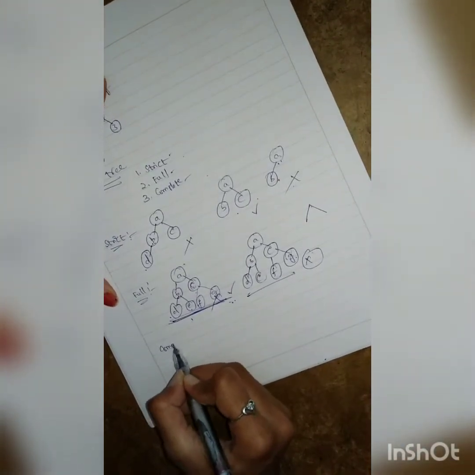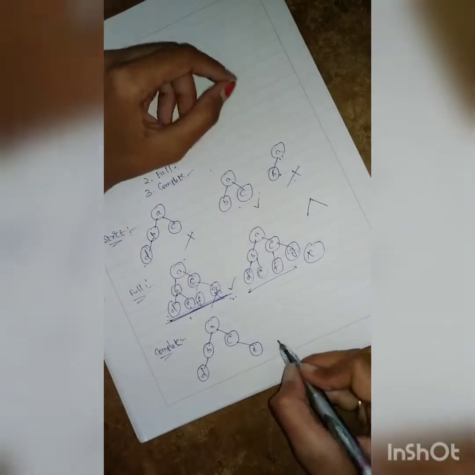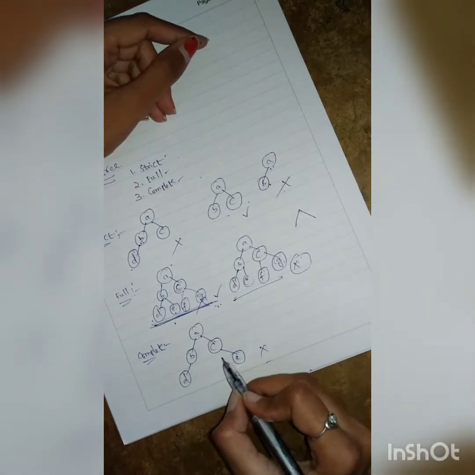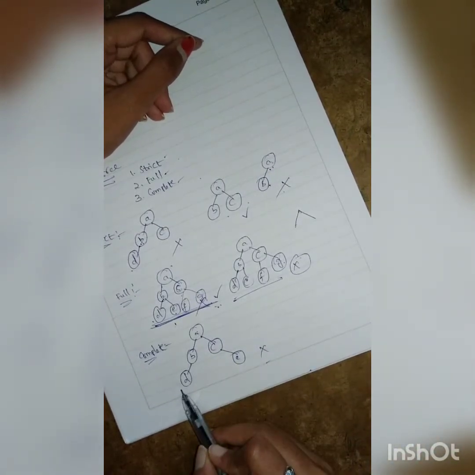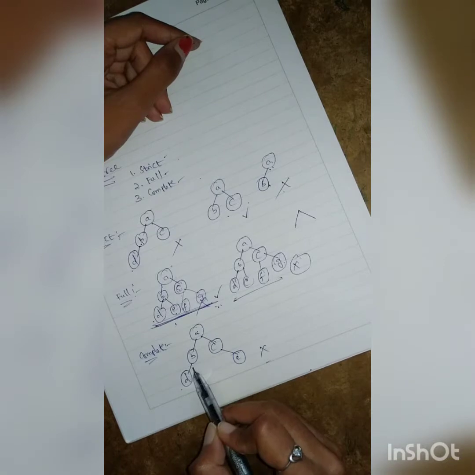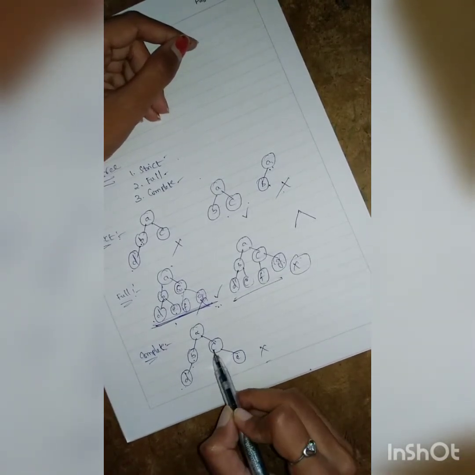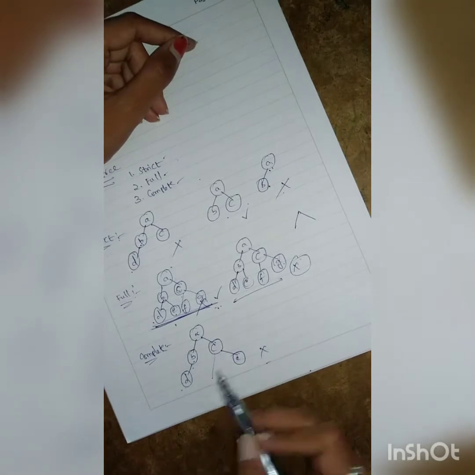Now let's go with complete binary tree. A, B, C, D, E. This is not a complete binary tree. Why? Because in a complete binary tree, if it is a non-leaf node, it must have a left child. But C doesn't have a left child.